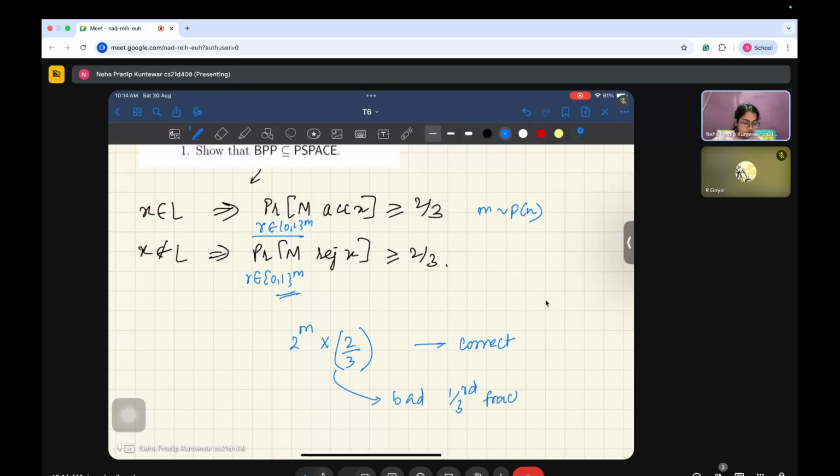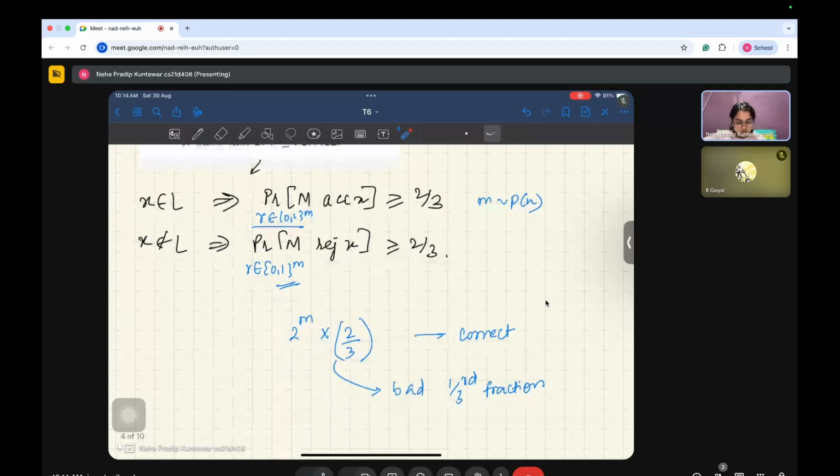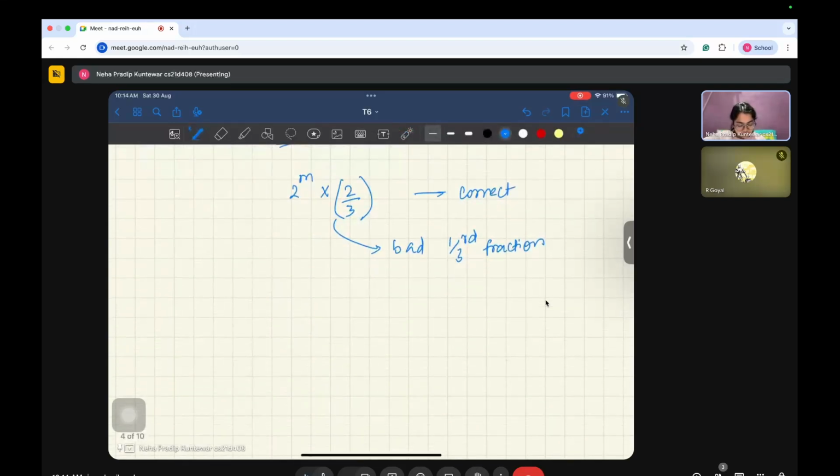Okay, so if I want to simulate this thing deterministically, the natural thing would be to go through all random choices. So we're going to simulate this decider M on r for each r.